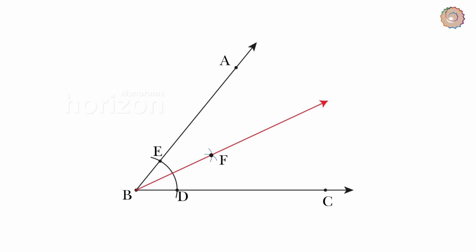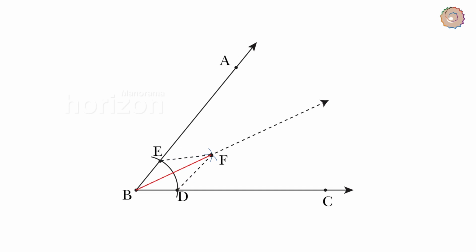So, to prove BF bisects angle ABC, that is angle EBF is equal to angle DBF, join DF and EF. Refer the figure. Now, consider the triangle BEF and triangle BDF. BE equal to BD, what is the reason? Radii of the same arc. EF is equal to DF, reason? Arcs of equal radii. BF is equal to BF because it is a common side.